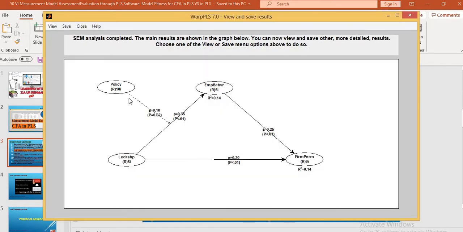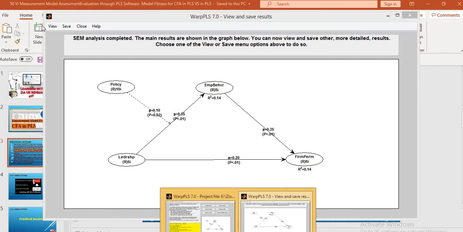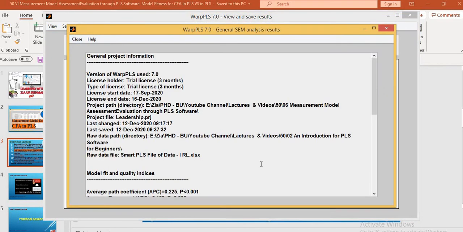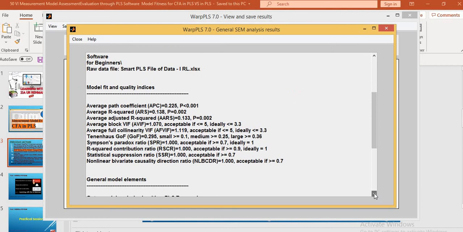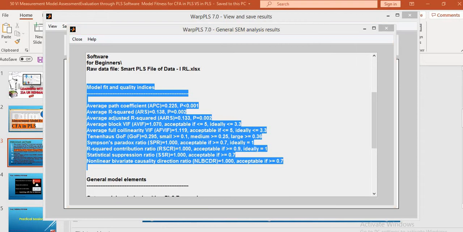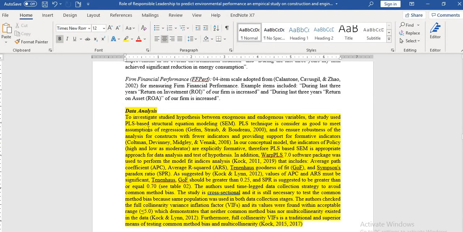So this model is given here, and we can go to the model fitness by clicking on View and then View journal results. This window will open the model fitness indices. So these are the model fitness indices, and all these indices I have reported in my paper here.